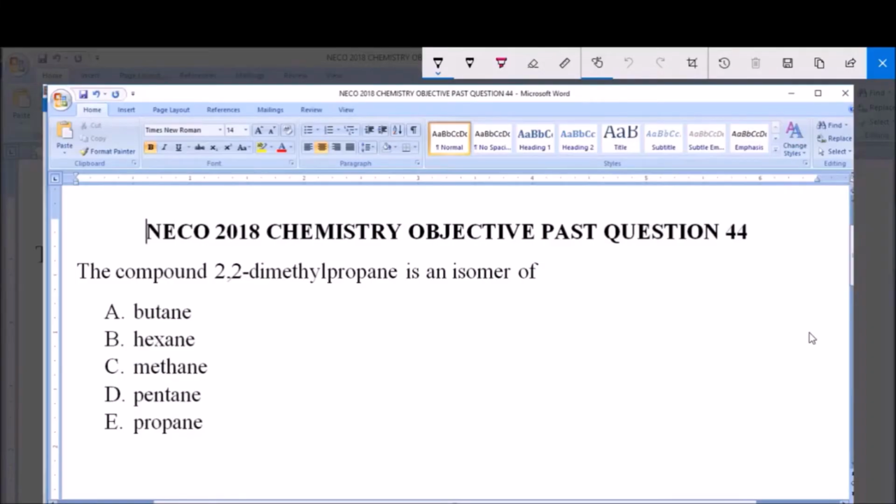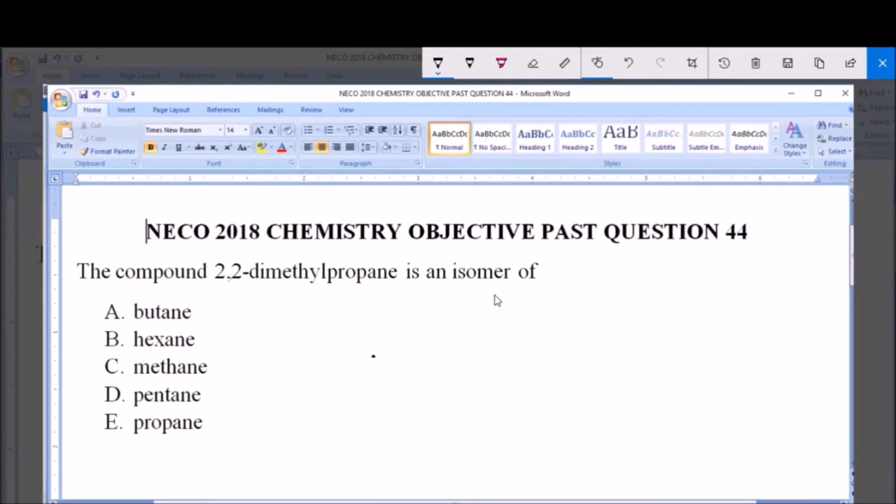I will be answering NECO 2018 Chemistry Objective Past Question 44. The compound 2,2-dimethylpropane is an isomer of A. butane, B. hexane, C. methane, D. pentane, and E. propane.